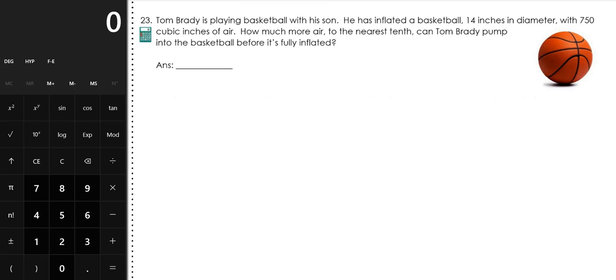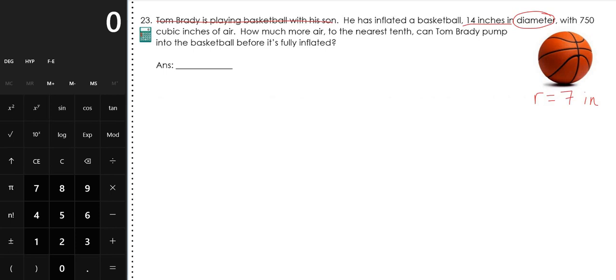Okay, Tom Brady is playing basketball with his son. Thank you, don't care, let's keep it moving. He has inflated a basketball 14 inches in diameter. Okay, 14 inches in diameter. I know they gave me the diameter, but you should know we never use it. We always use the radius. So right away, I'm going to write down that my radius is half of 14. So my radius is 7 inches.